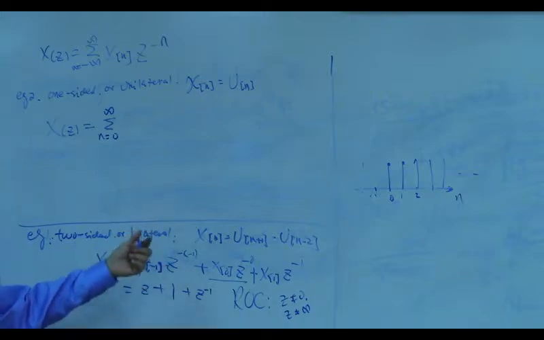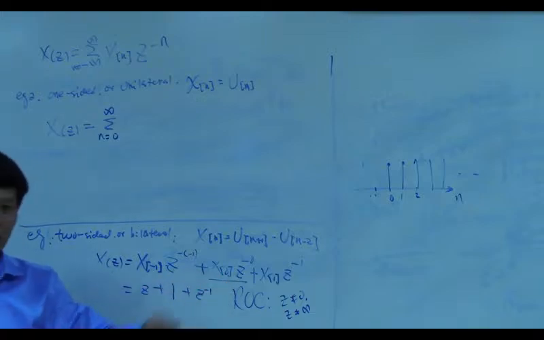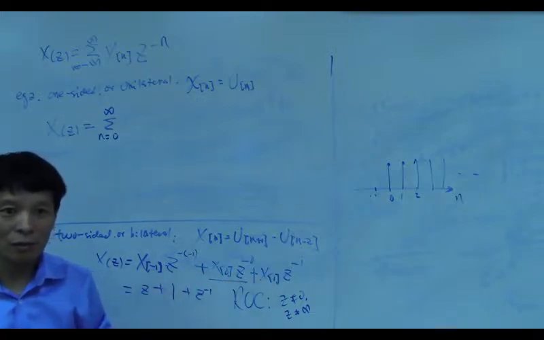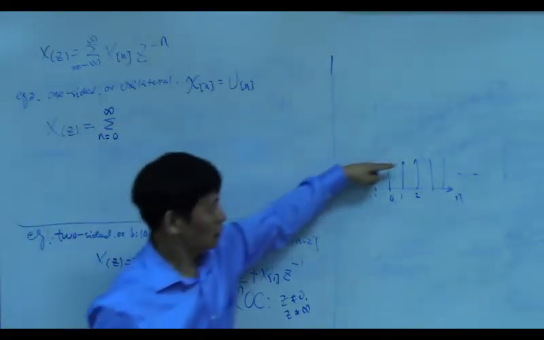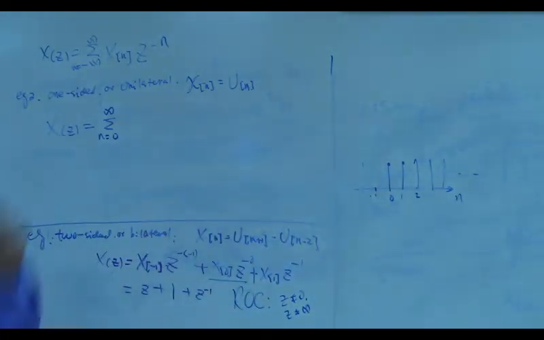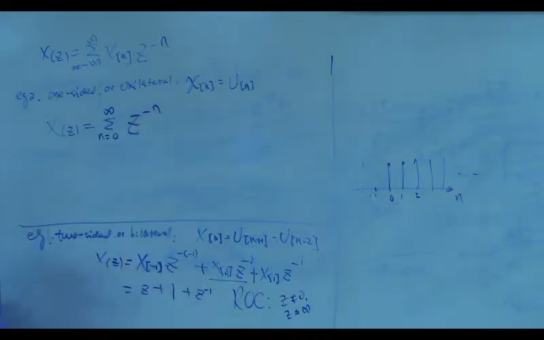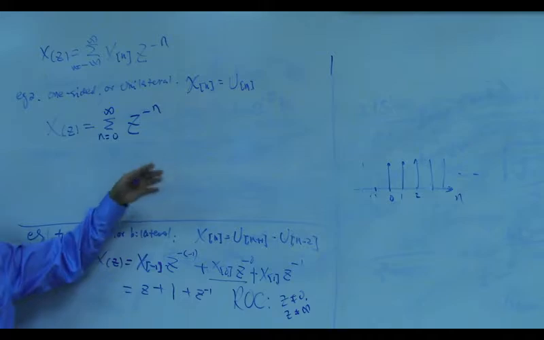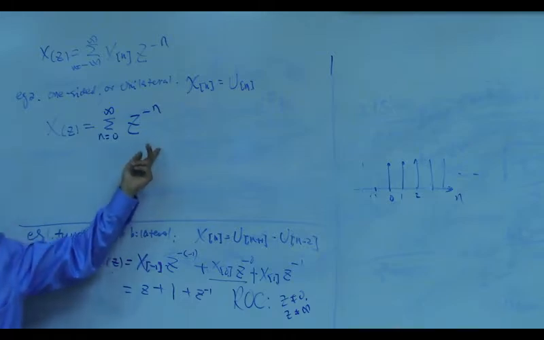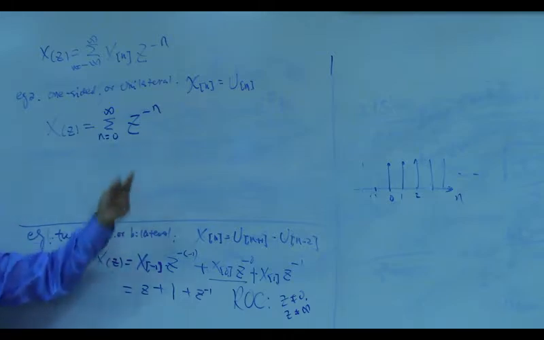For n equal to 0 to infinity, what is x(n)? For example, what is x(1)? 1. What is x(2)? What is x(100)? 1. All equal to 1, right? So I don't need to write the 1 times. What's the next? z to the negative n. That's all, because x(n) equals 1. Make sense? Now it looks this simple, right? But you cannot leave it like this. You need to calculate the sum.